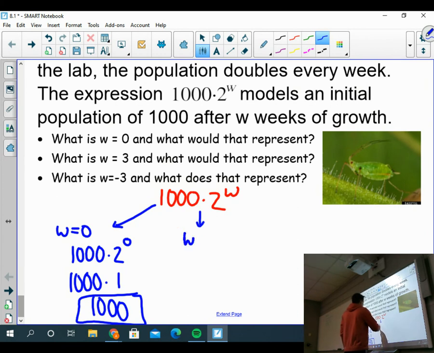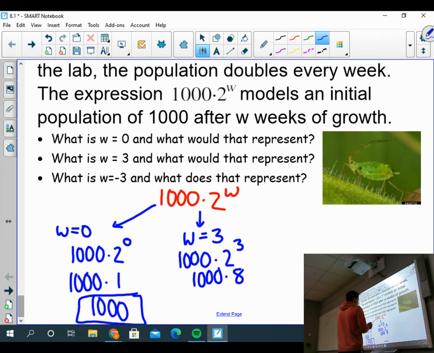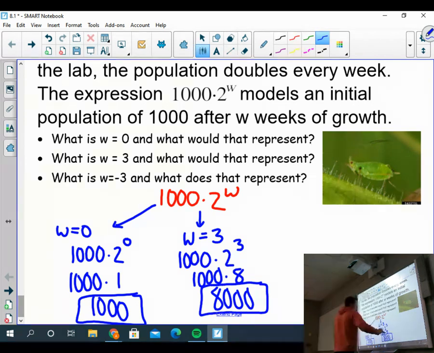So now let's look at w equals 3. And again, we apply the same logic. Go ahead and plug in 3 for w. And this time we are going to get 1,000 times 2 to the 3, or 1,000 times 8, because 2 to the 3, 2 times 2 times 2, is 8. And we get 8,000. And again, what would our interpretation be?